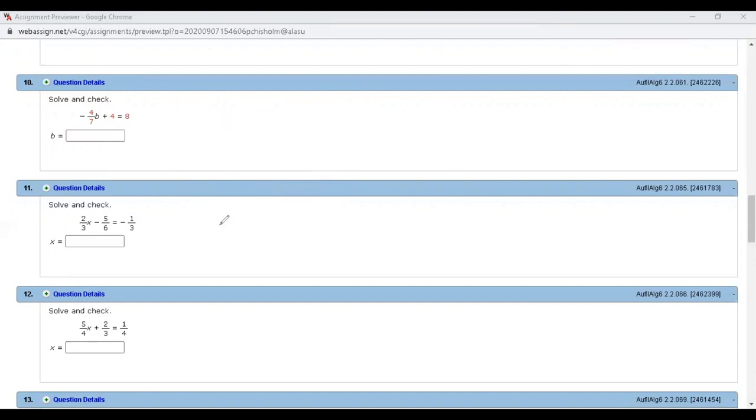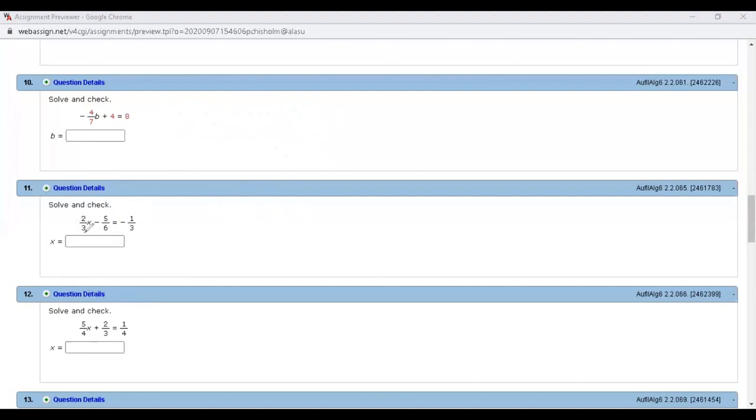For problems 11 and 12, we have a fraction in each term, so I would recommend to clear your denominators, okay? The same way we multiplied everything in number 10 by 7. To clear this denominator, we can multiply everything in these to clear the denominators, okay?